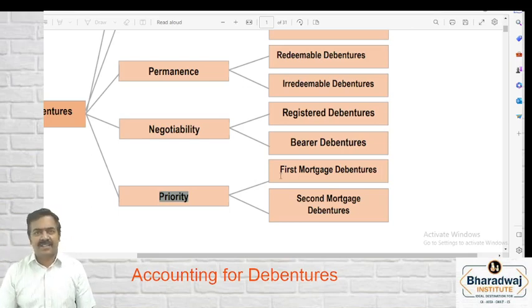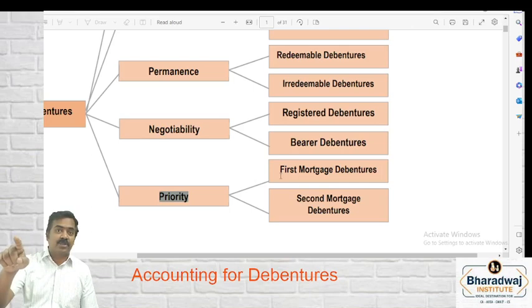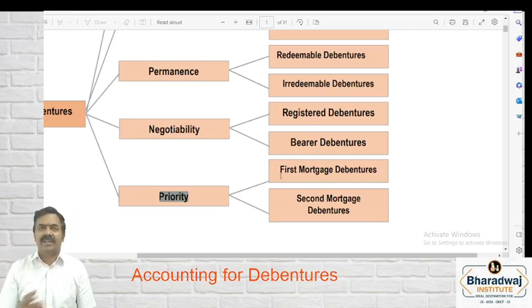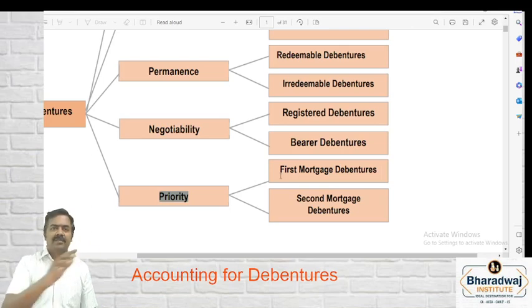First mortgage. Who gave the first loan? 1 crore. That 1 crore loan will be paid first. Then the second mortgage, then the third mortgage, like that.